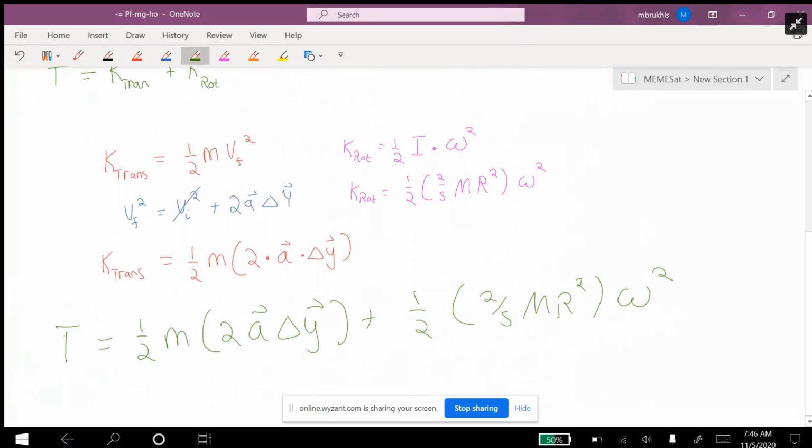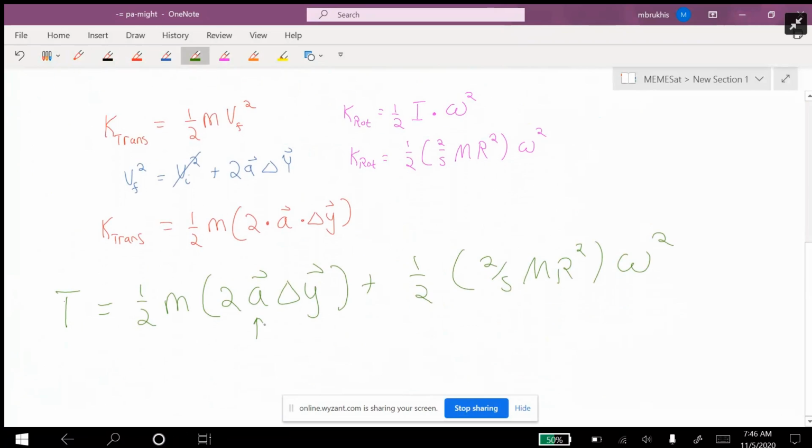And all that's left is to plug in the numbers, since we know that this is going to be gravity, this is going to be the height of the cliff, this is going to be the mass, this is also the mass, we have the radius, and we have the rotational velocity. And I will let you do that calculation on your own. Best of luck.